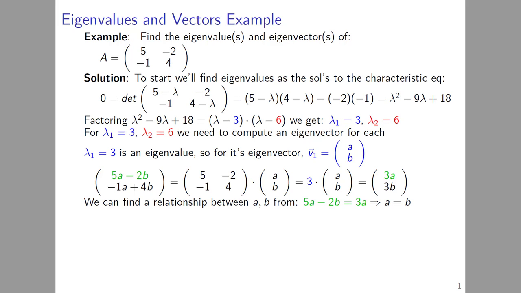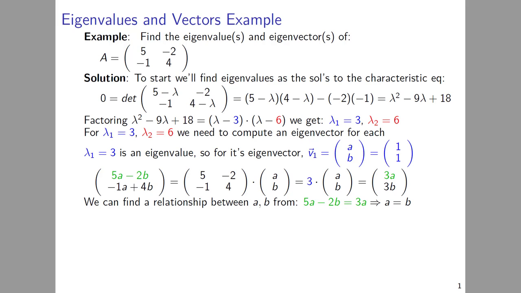Since we know that a is equal to b, we can pick any value of a and any value of b so long as they're equal. To keep it simple, we'll pick a equals 1 and b equals 1, giving the eigenvector (1, 1) for the eigenvalue 3.